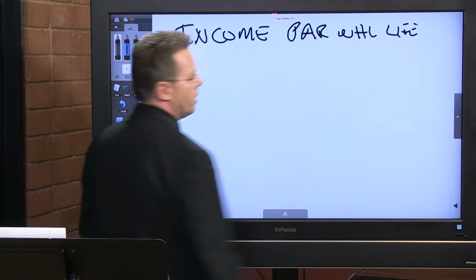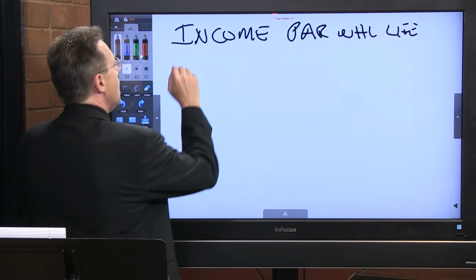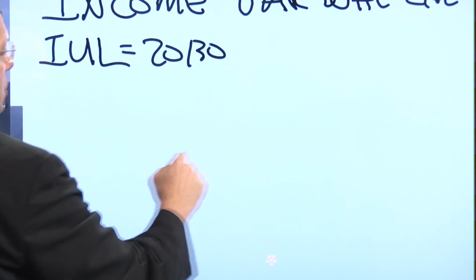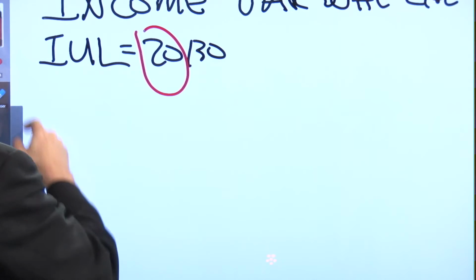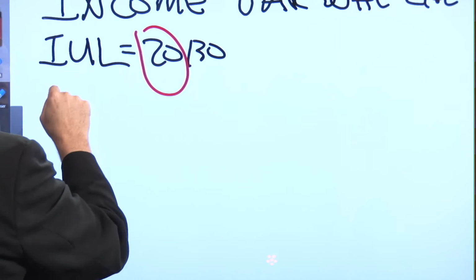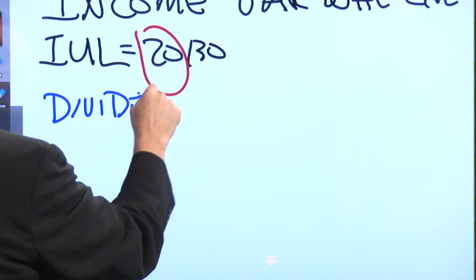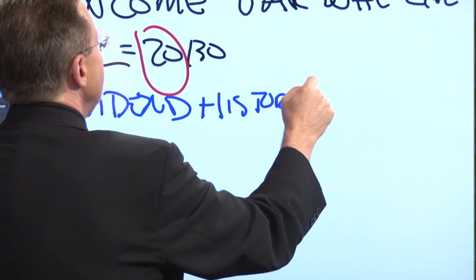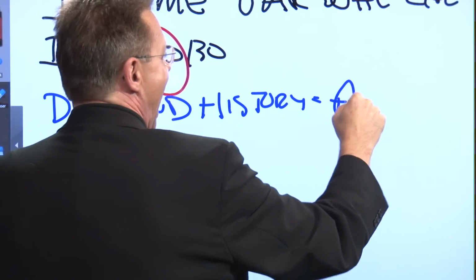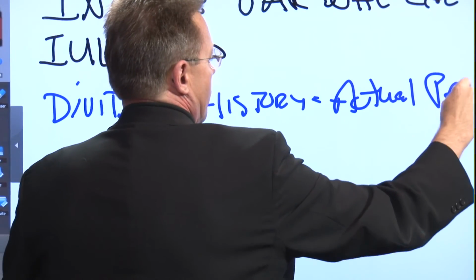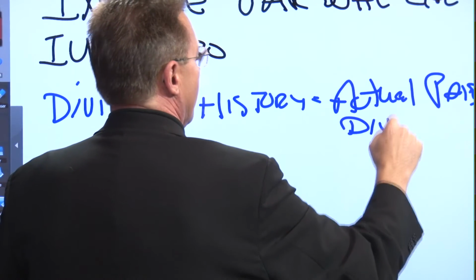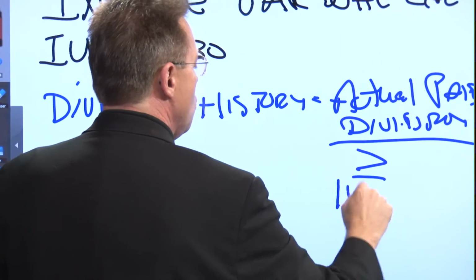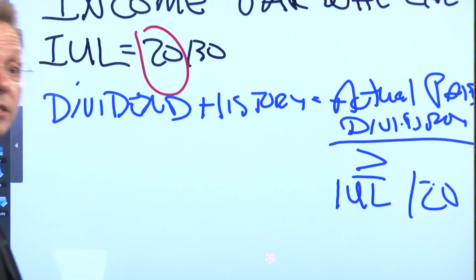And I alluded to this yesterday or the day before, I can't remember, where I said I noticed that indexing UL can use a 20 or 30-year look back. Let's just use 20 for right now. And I could go ahead and look at the actual dividend history, which we're going to try to look at some of this tomorrow. We're going to look at the dividend history of a couple carriers. And is the dividend history of actual paid dividends greater than IUL 20-year lookbacks? And I got to tell you, I was surprised.